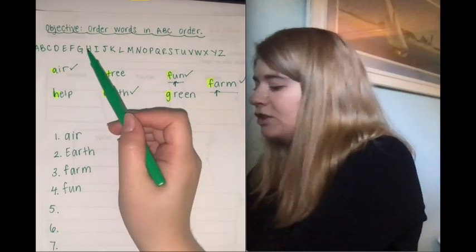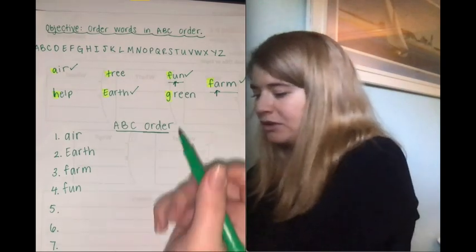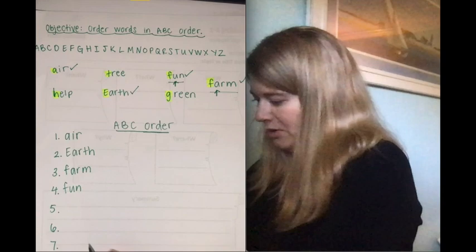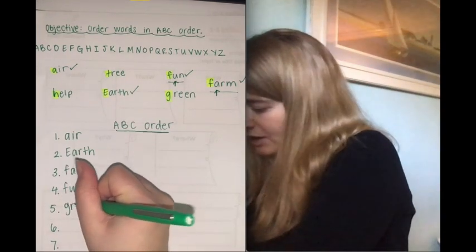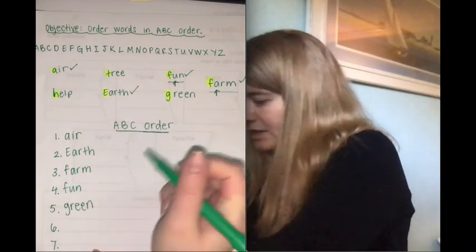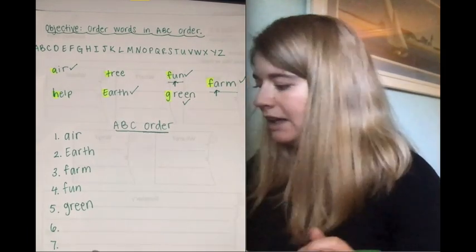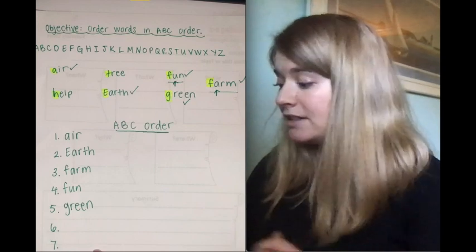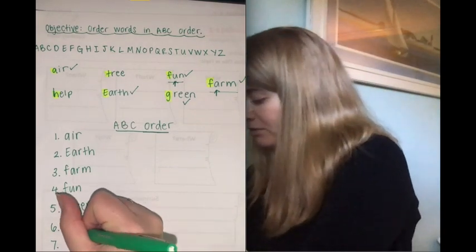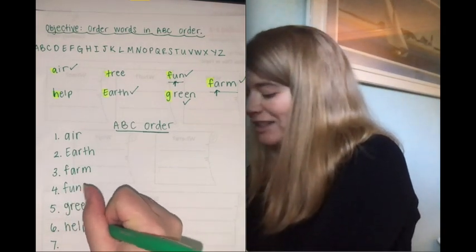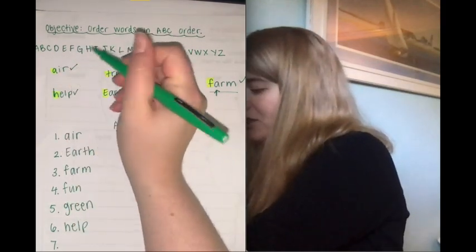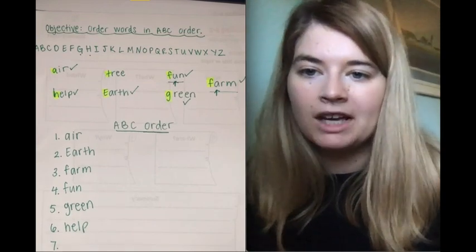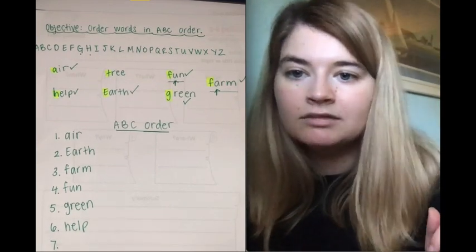Now I'm going to move on to G. Oh, I have one with G too, green. Any other ones with G? No. So I know that green goes here. And H, anything with an H? Yes, actually. Help. Okay, so help goes next, right? Because I have G, then I have H, and then anything with an I, anything with a J, K.